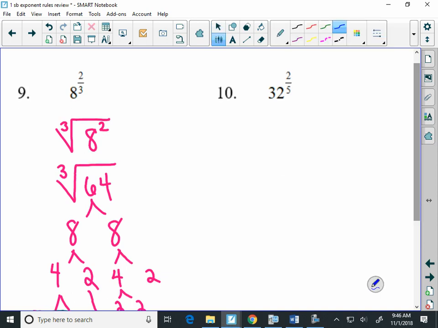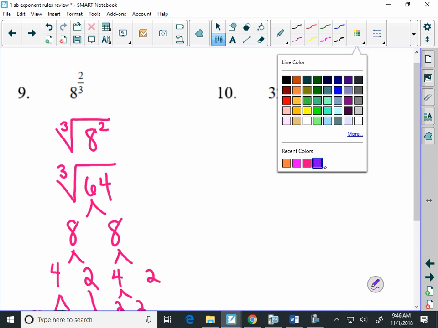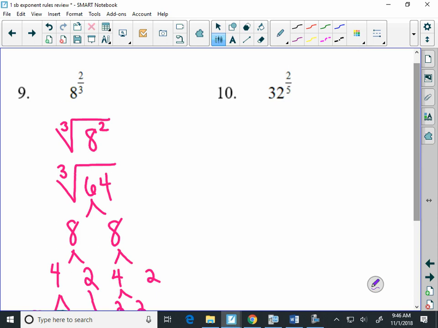Last one here in this section, before we get a few miscellaneous ones to finish up: 32 to the 2/5. We are going to write this as a radical first. 32 is going to go underneath our radical. The 5 is going to go in the check mark part. And I'm going to go the other direction this time. 5th root of 32. Well, if you think about it, what we're looking for is 5 of the same. Some of you are going to use the math button on your calculator.